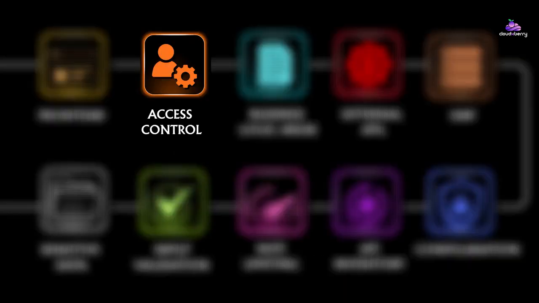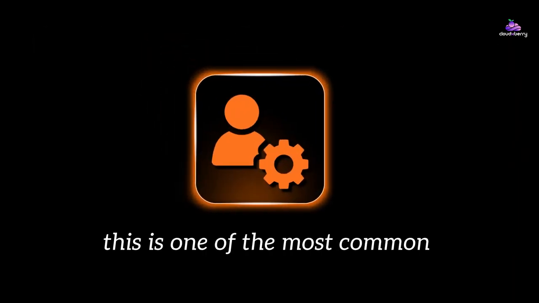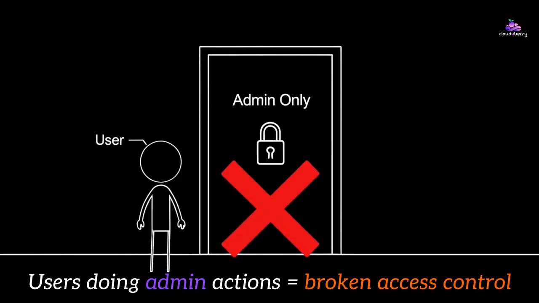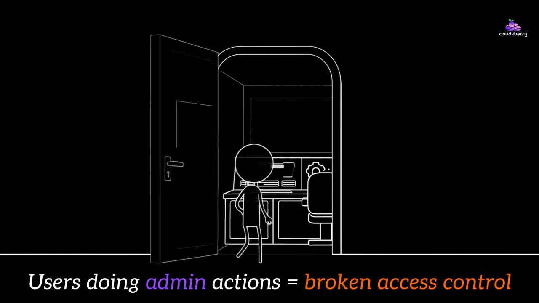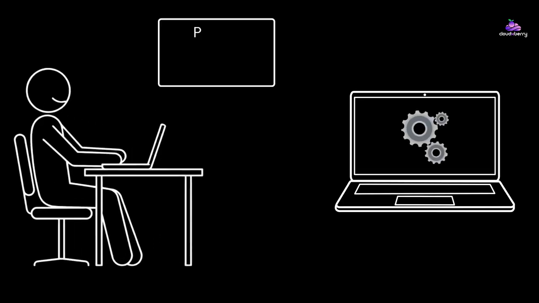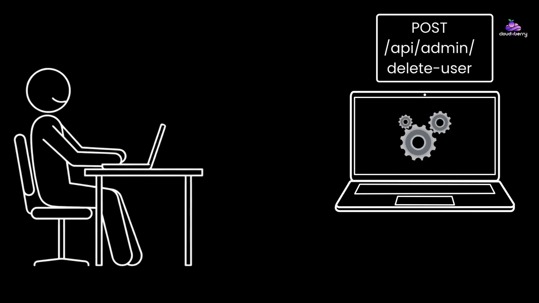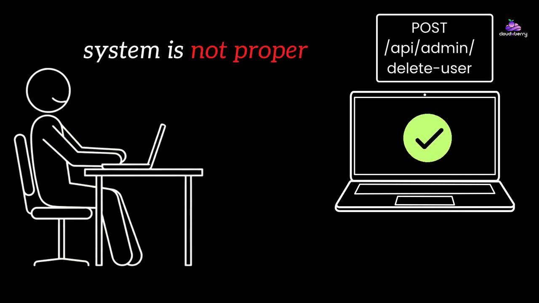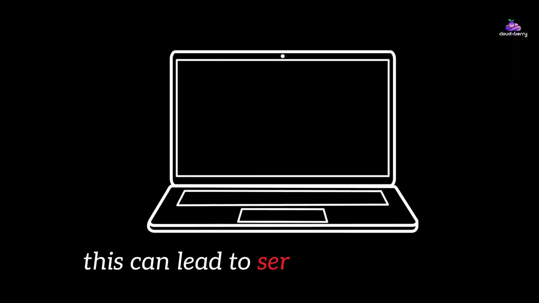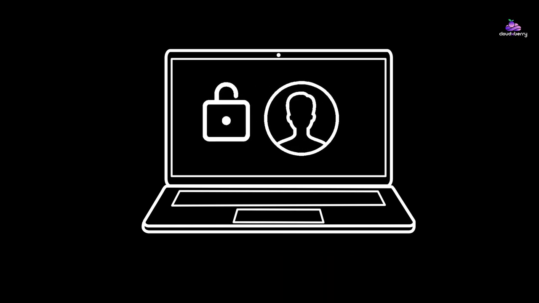Next is broken access control. This is one of the most common vulnerabilities. It simply means users are able to do things they shouldn't be allowed to do. For example, a normal user trying to perform an admin-level action like deleting another user, and it actually works. That means the system is not properly checking permissions. This can lead to serious issues like deleting data, modifying other users, accessing admin features.